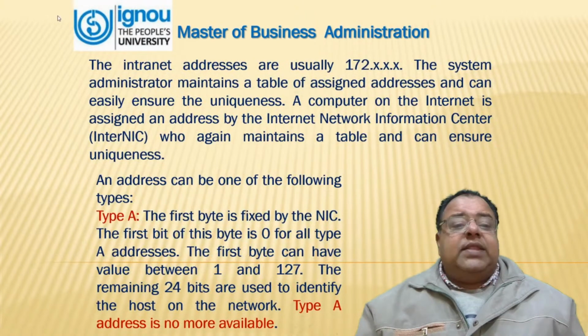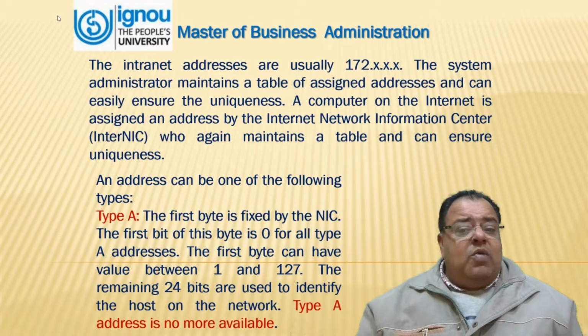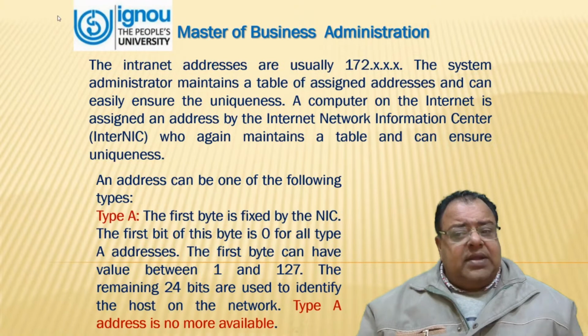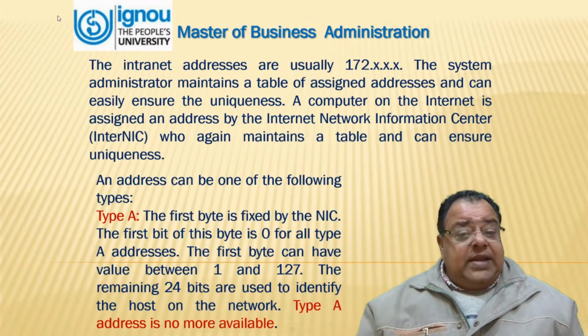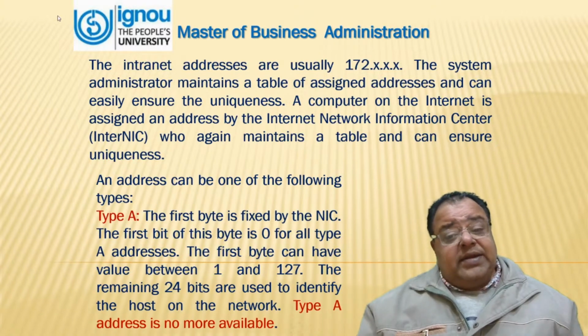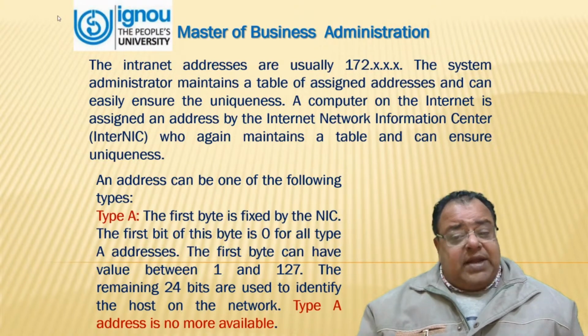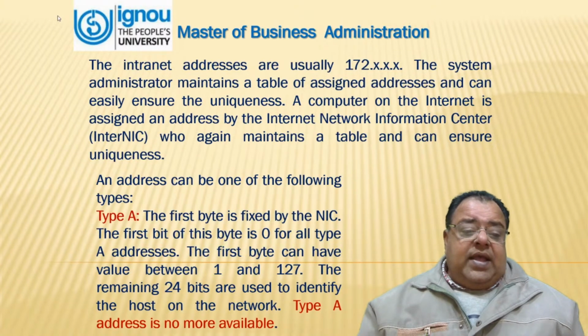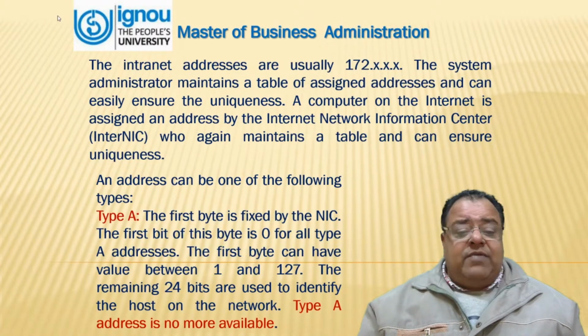The internet addresses are usually of the form 172.xxx. The system administrator maintains a table of assigned addresses and can easily ensure the uniqueness. A computer on the internet is assigned an address by the Internet Network Information Center, who again maintains a table and ensures uniqueness. An address can be one of the following types.